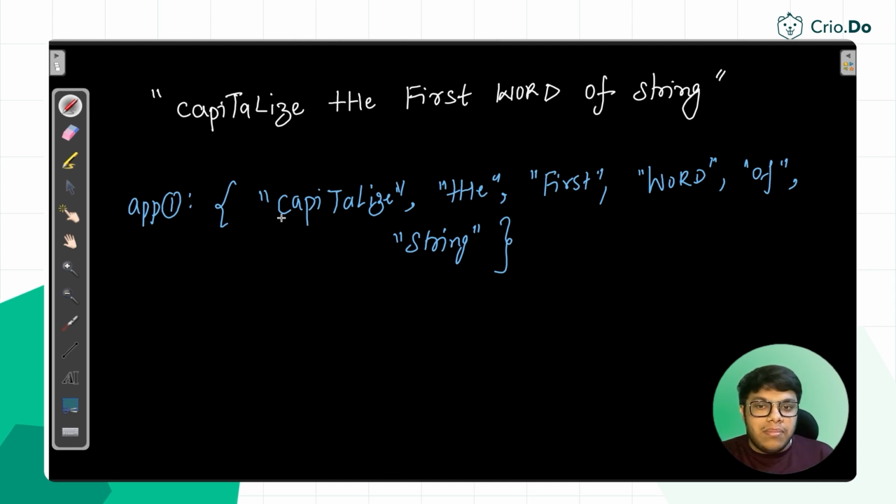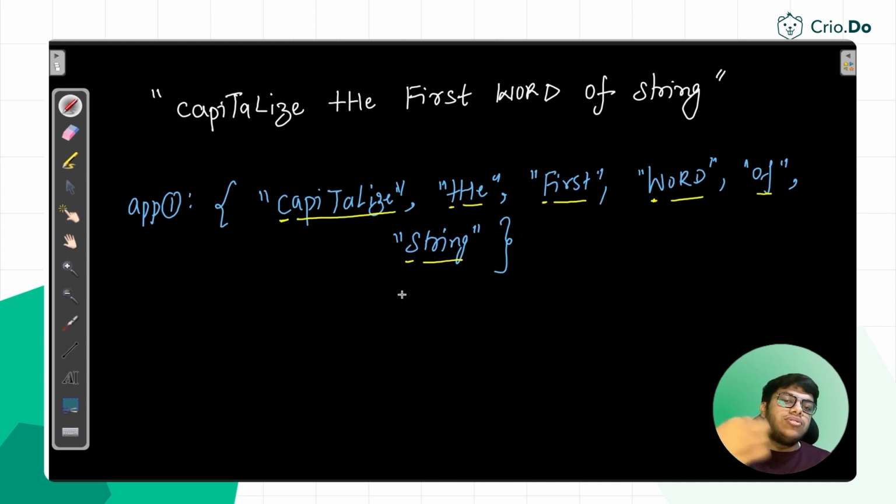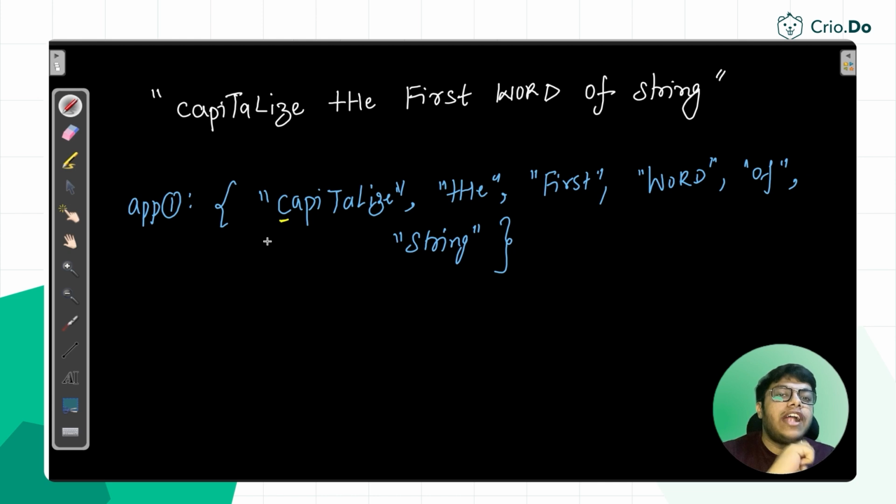That is, I can make C capital and all the other letters small, T capital and the rest small, F capital and the rest small, W capital and the rest small. Although for "of", both letters should be small only. For "string", S capital and the rest small. So now we can easily apply the logic, and once we have done this conversion, we can get the original single string back from this array of strings. So this is the split strategy, where we divide the input string based on the spaces.